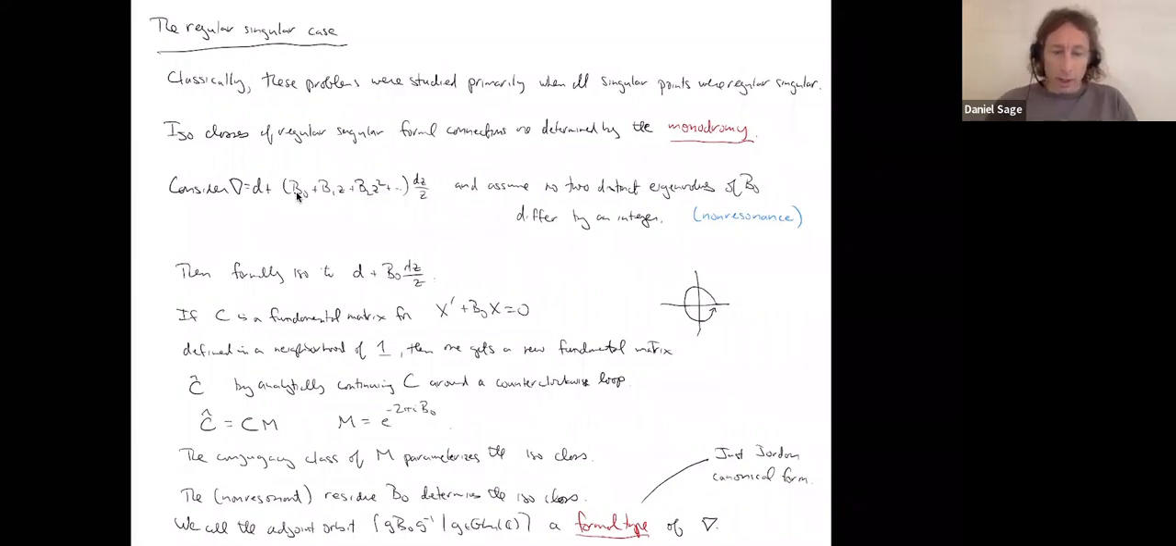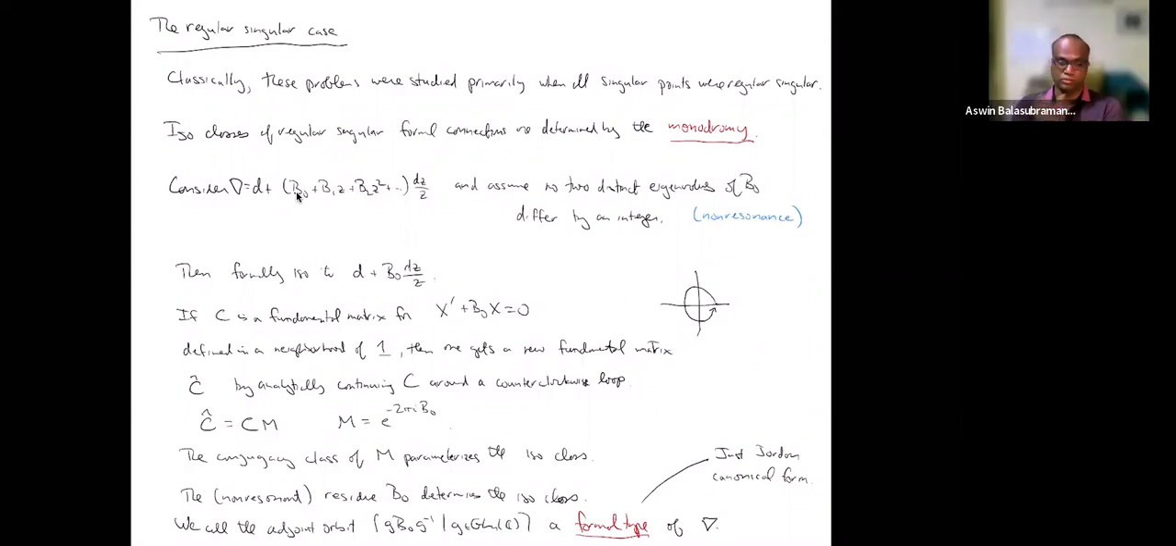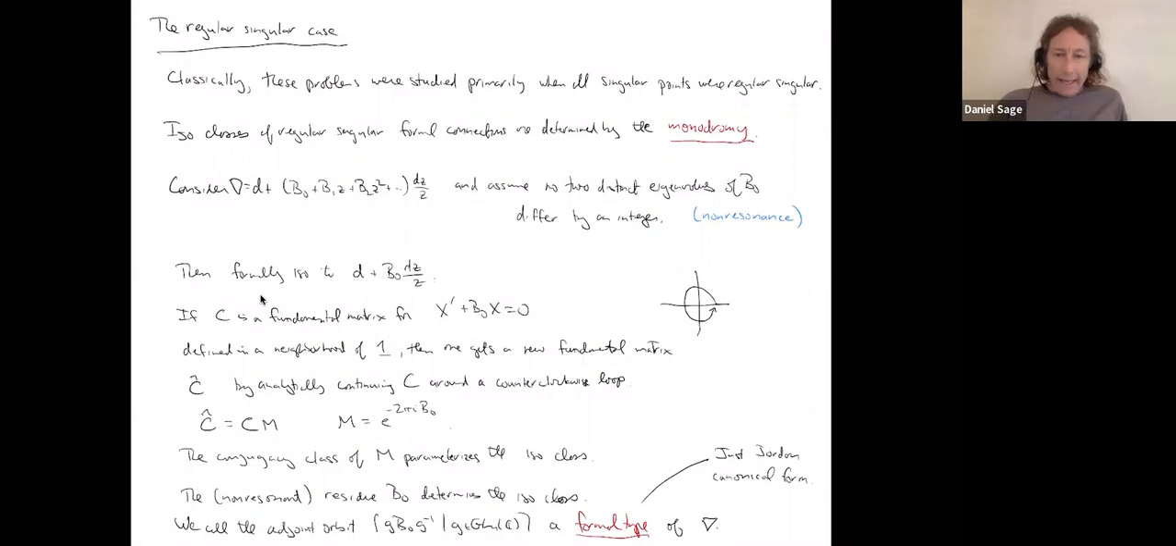Its characteristic polynomial does not have roots that differ by non-zero integers. So in this case, it turns out that the formal isomorphism class is determined in the nicest possible way. Just erase all the higher order terms. And you get something like this, d plus b0 dz over z.